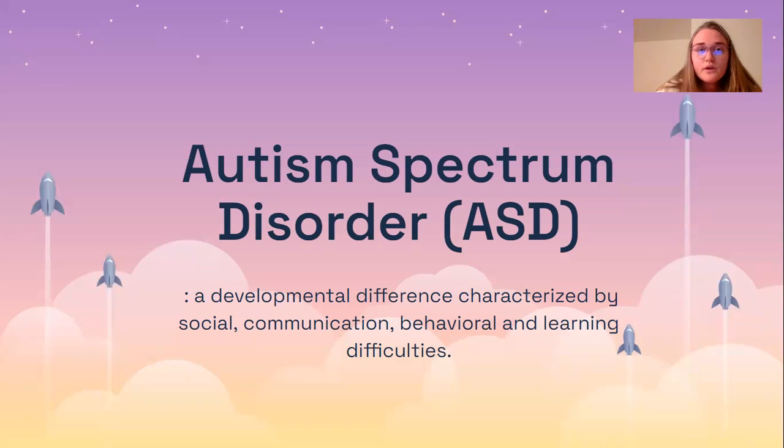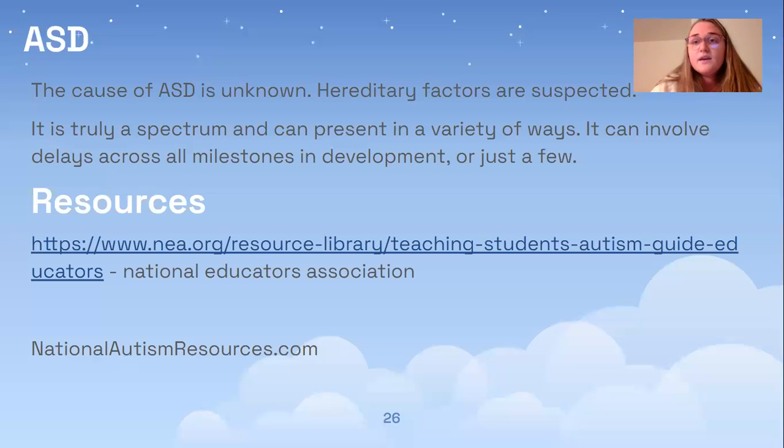So our last disorder that we're looking at is autism spectrum disorder. And this is a developmental difference characterized by social, communication, behavioral, and learning difficulties. And it is a spectrum. It can be almost unrecognizable in somebody, or it can be very apparent for different reasons. The cause is unknown. I do not believe it to be vaccinations. It can be hereditary, or hereditary factors are at least suspected. And like I said, it is truly a spectrum.